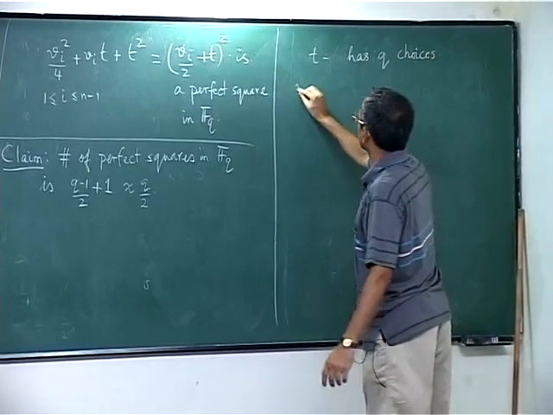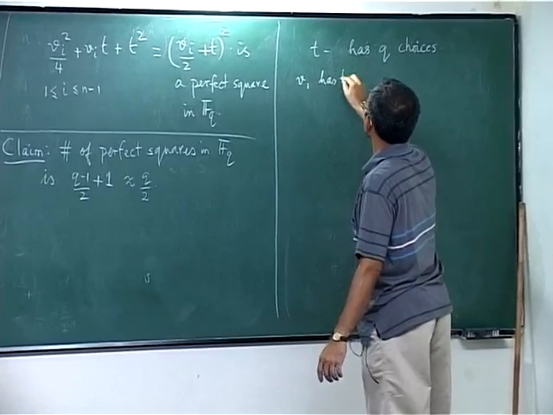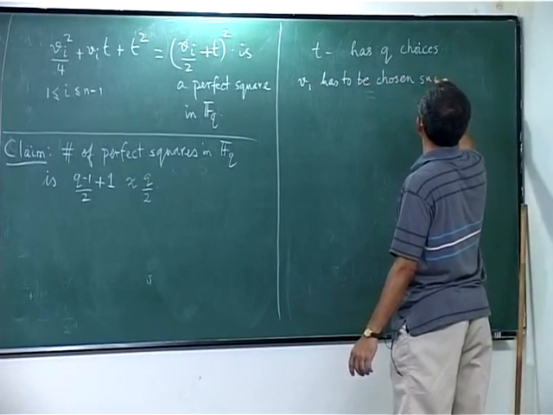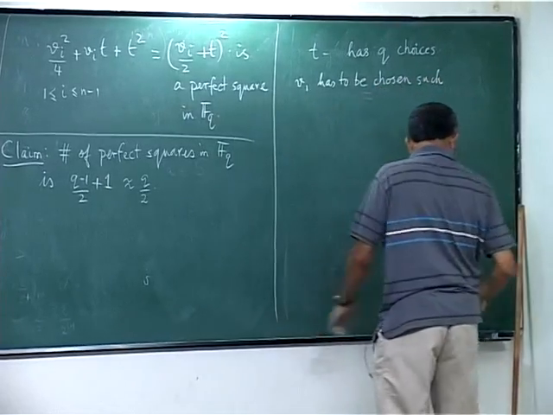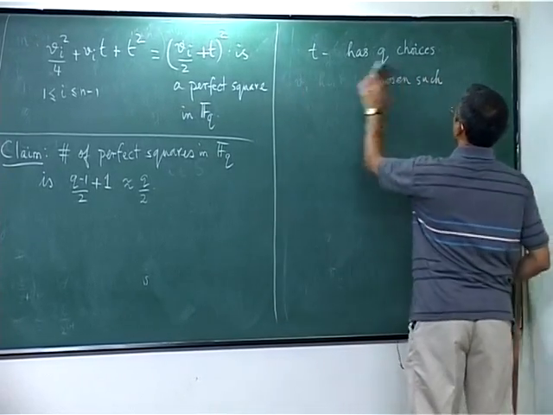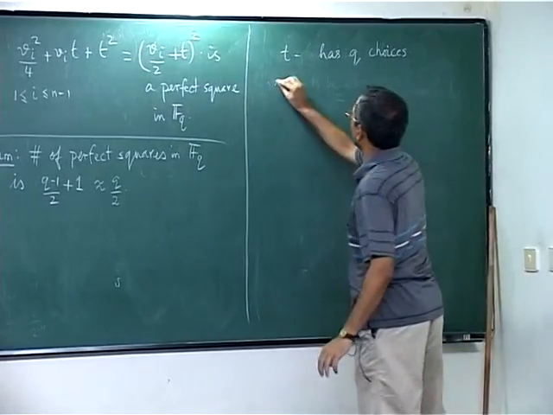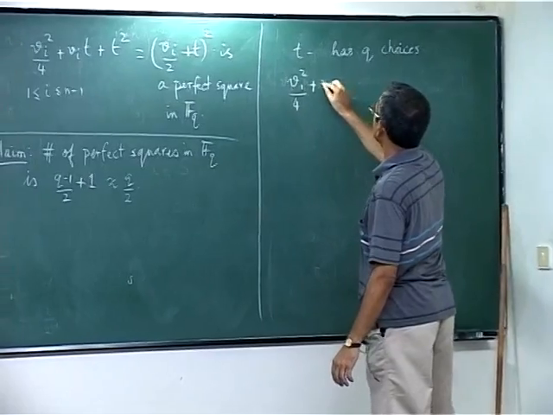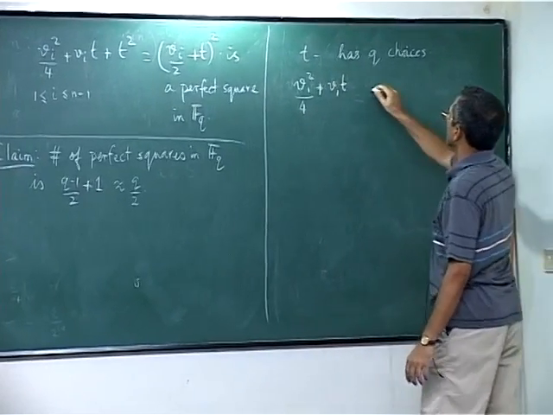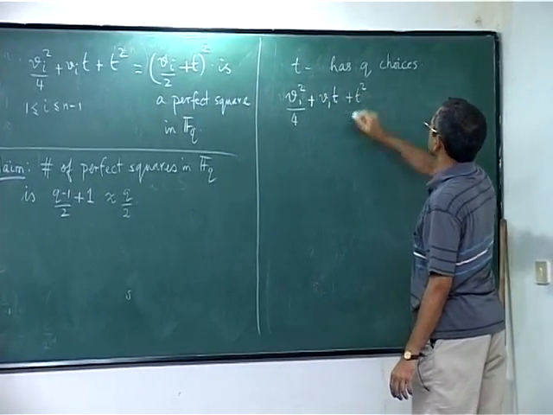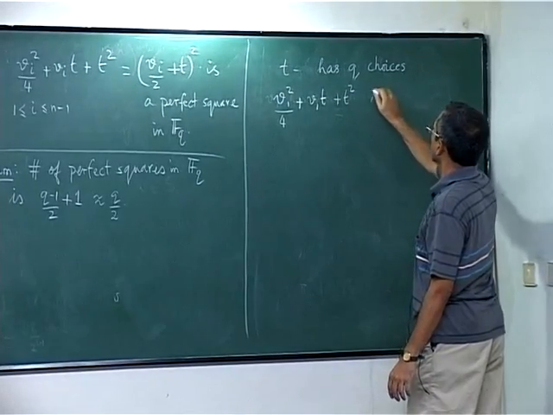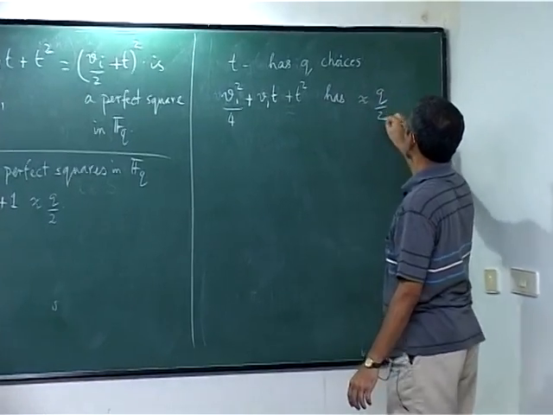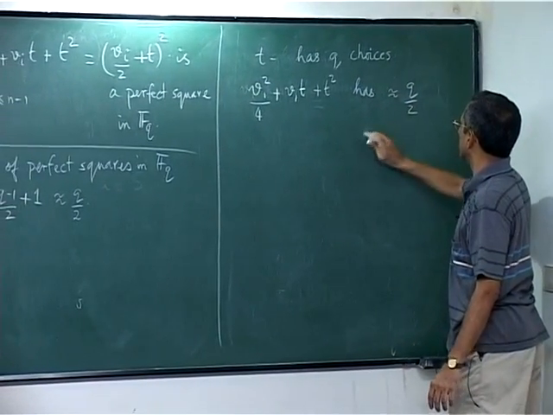Now, V1 has to be chosen such that... I shouldn't say V1 has to be chosen such that V1 square by 4 plus V1t plus t square has about q by 2 choice of values.